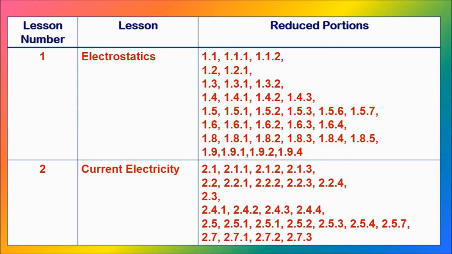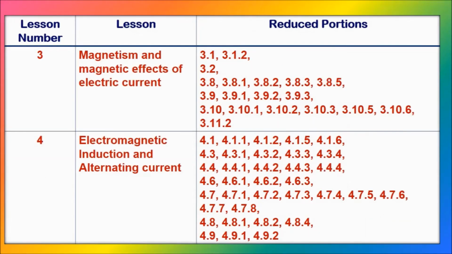Apart from the 5-mark question, in the 2-mark question they may ask drift velocity, Seebeck effect, application of Seebeck effect, Peltier effect, Thomson effect. These may be asked in 2-mark or 3-mark questions. Okay, next we are going to see unit 3, magnetism and magnetic effects of electric current.